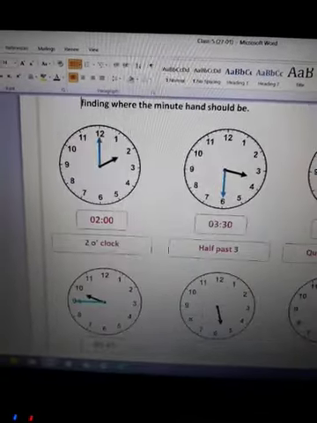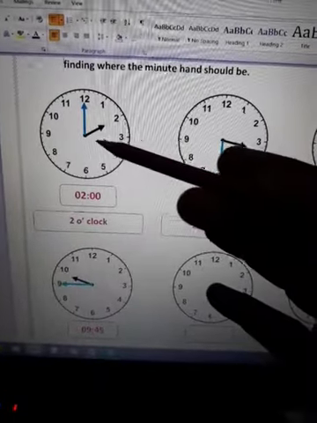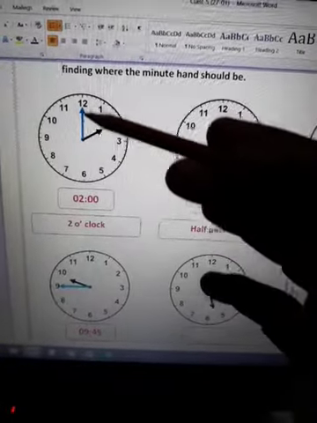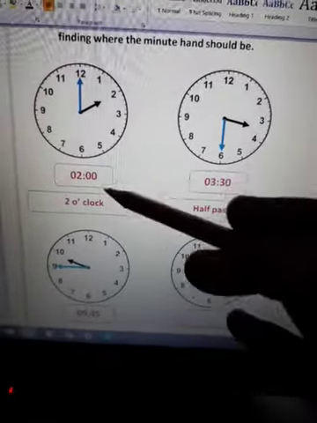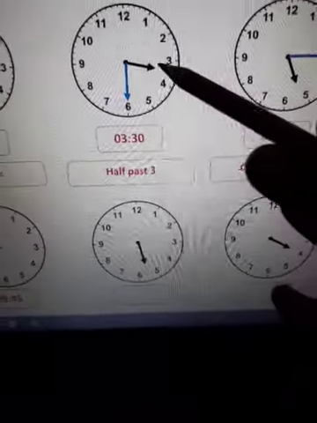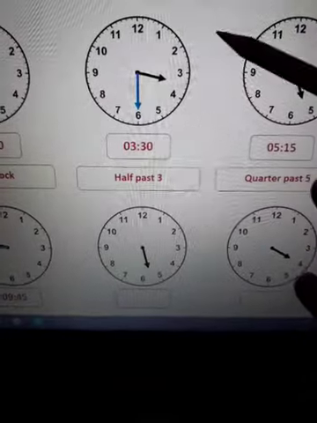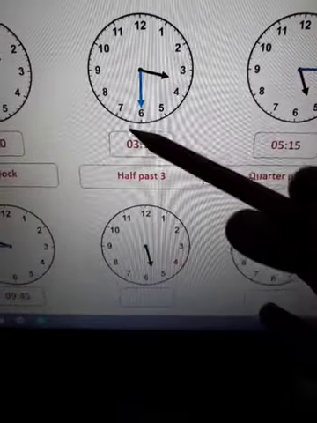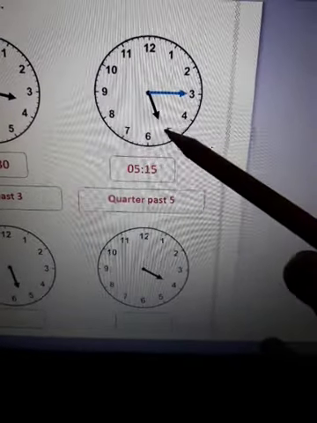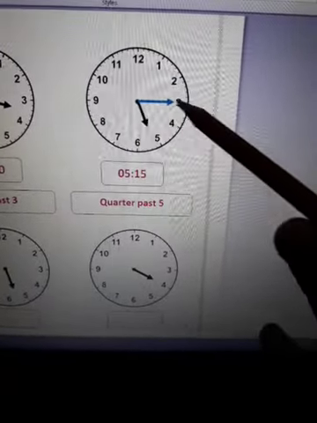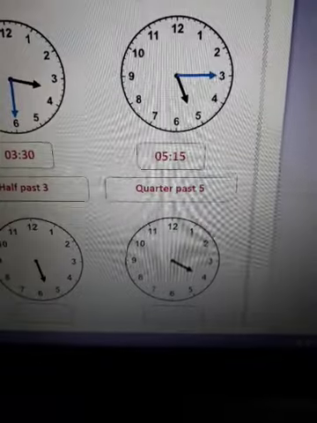One more time. If the hour hand is exactly at any number, that means the minute hand will be at 12. That is 2 o'clock. If it is exactly 3, it is 3 o'clock. If it is exactly 4, 4 o'clock. If the hour hand is between any two numbers, then the minute hand will be exactly at 6. Now, if the hour hand is a little bit past 5, then the minute hand will be at 3.